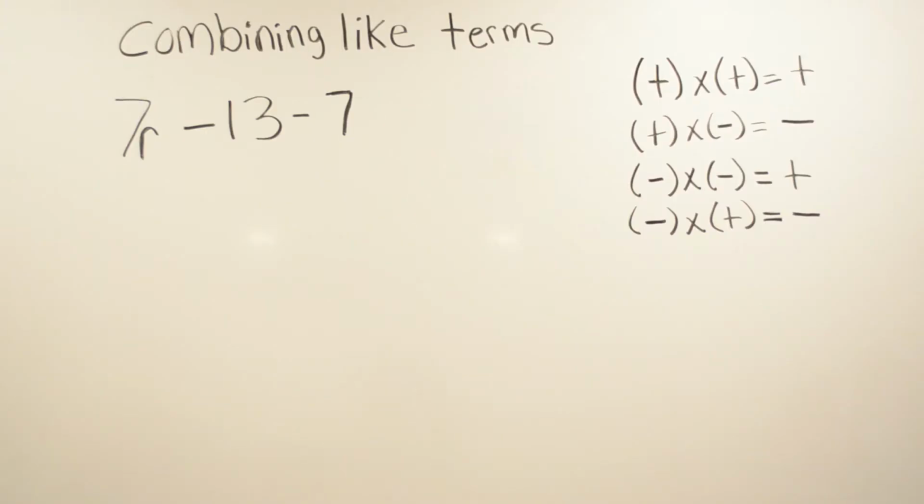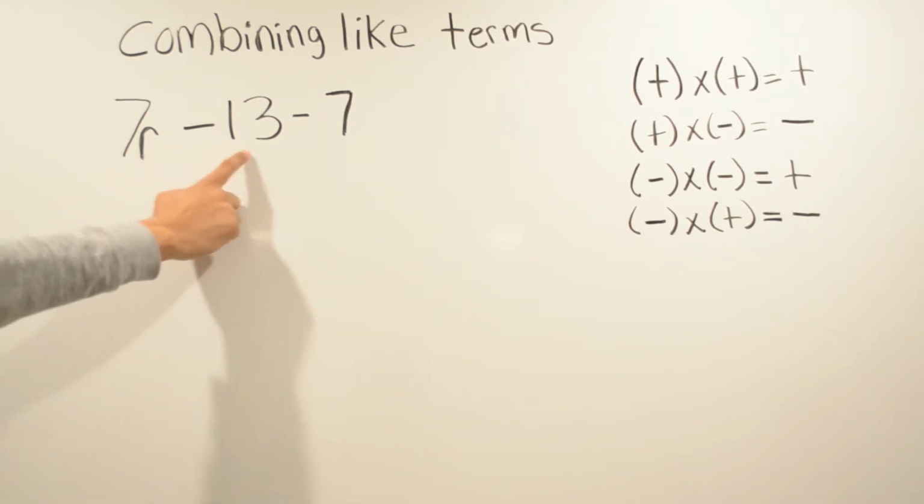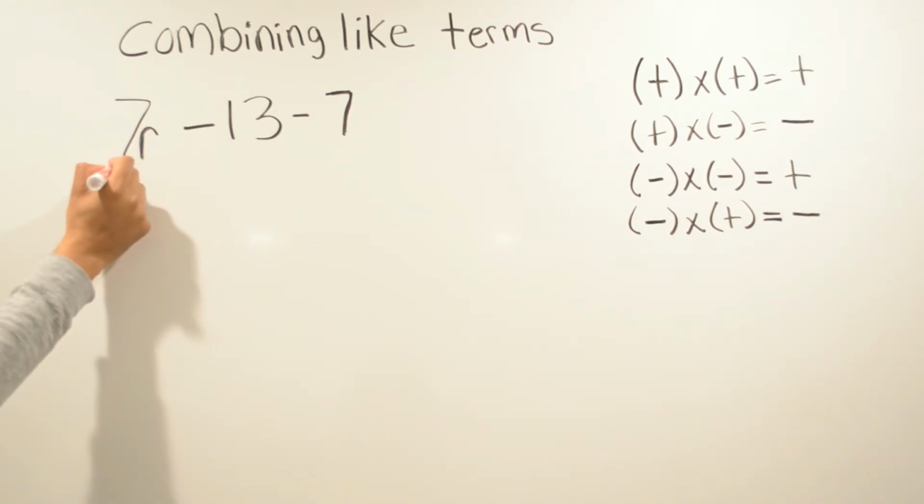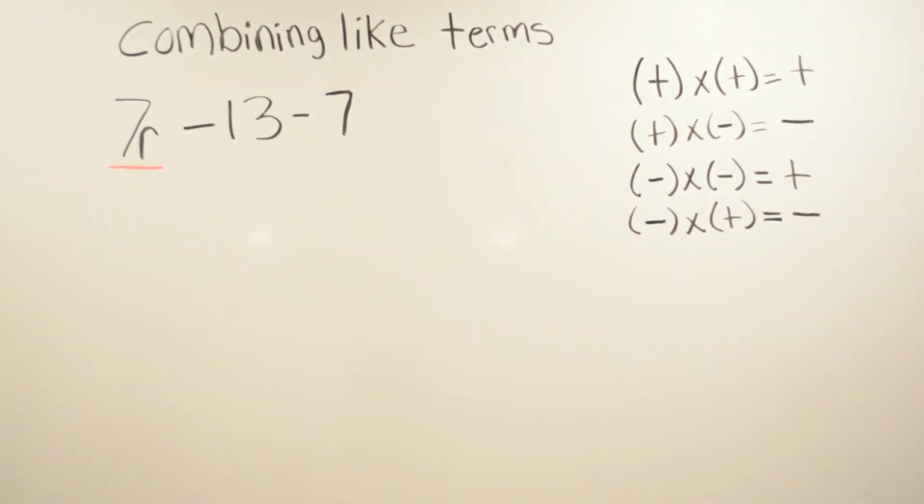In this problem, we have 7r minus 13 minus 7. We're going to combine the like terms as much as we can. So we have 7r minus 13 minus 7. What I like to do is you can use lines, circles, or just different colored pencils or markers or pens so you won't get confused. So everywhere I see a number with a variable, I'm going to highlight it red so I won't get confused.